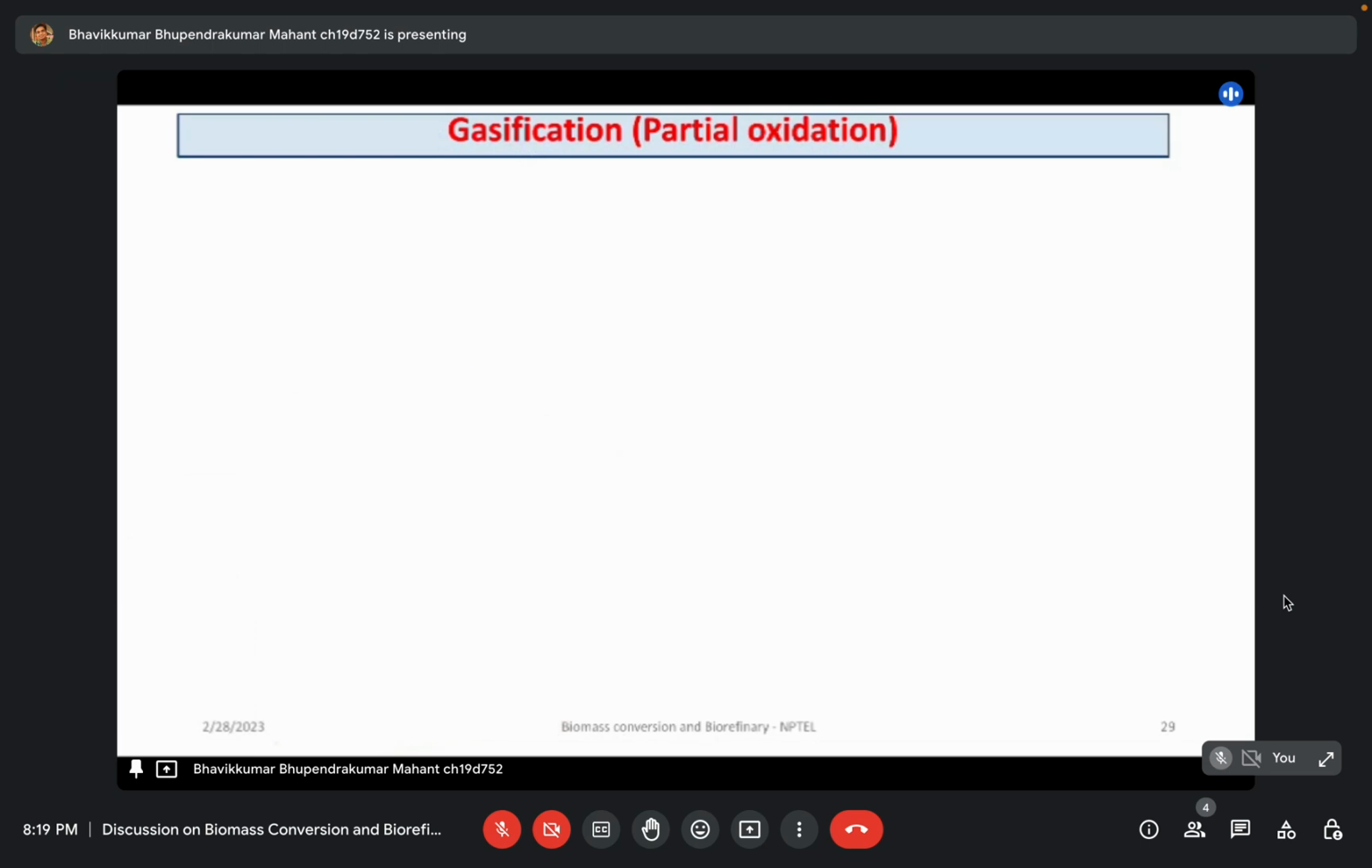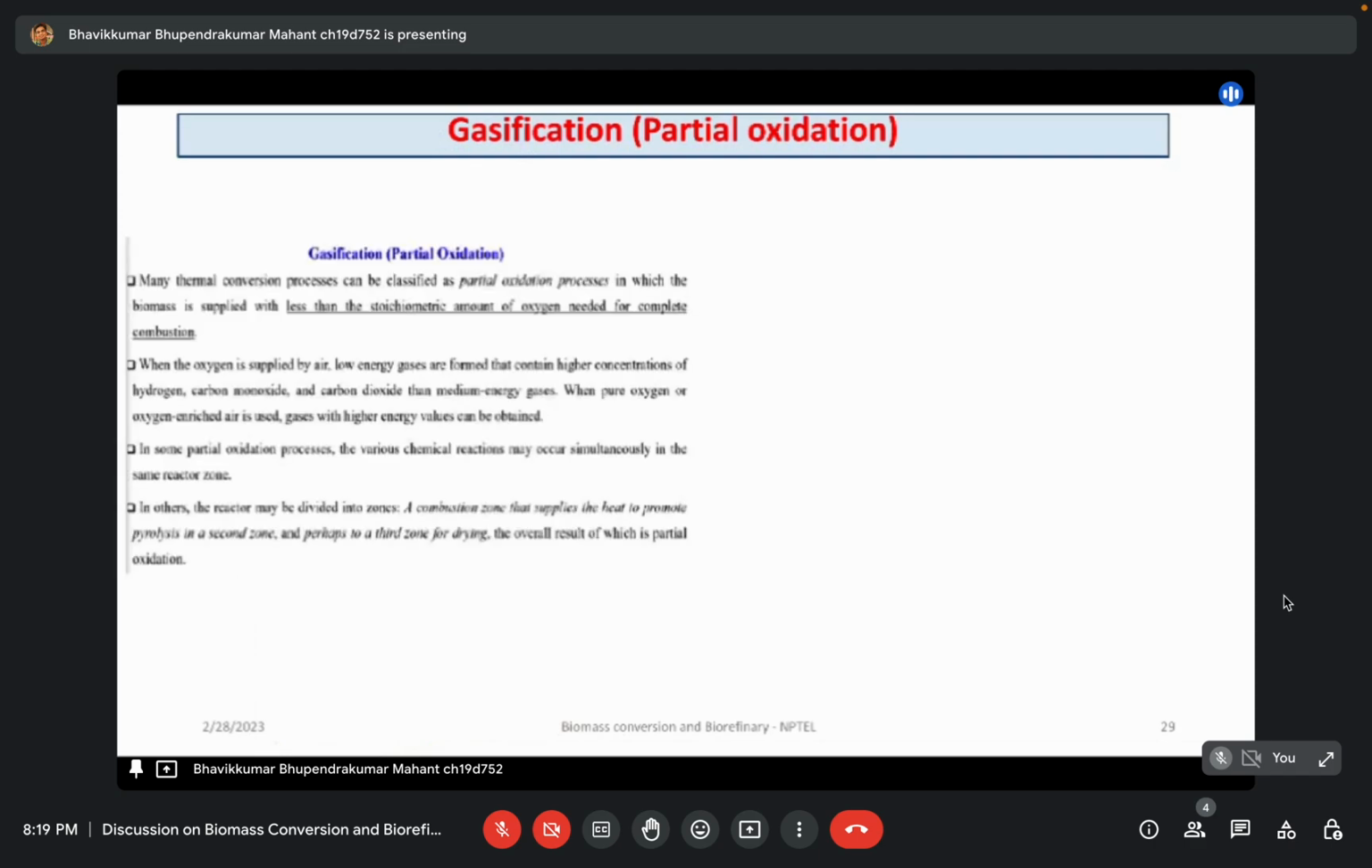Now we understand why gasification requires partial oxidation, because we don't want the combustion process where we get CO2 and H2O. In partial oxidation we get CO plus H2. That's why we supply a partial oxidation process, in which biomass is supplied with less than the stoichiometric amount of oxygen needed for complete combustion, around 25 to 40%.